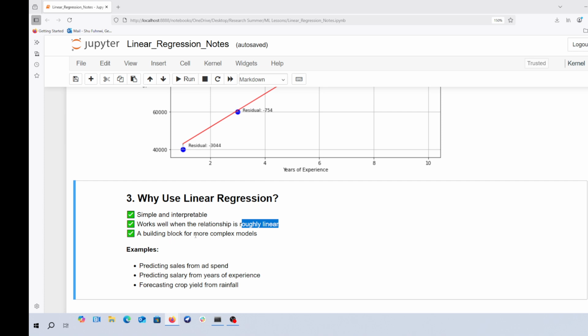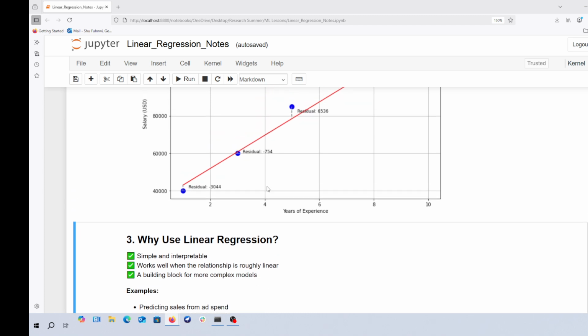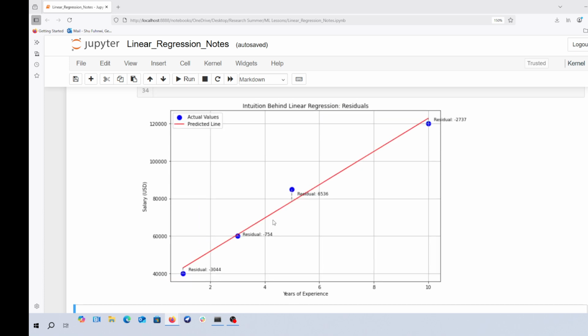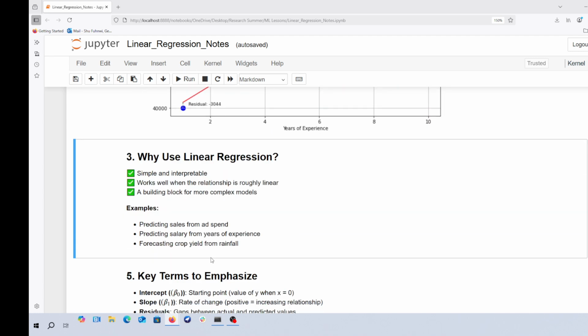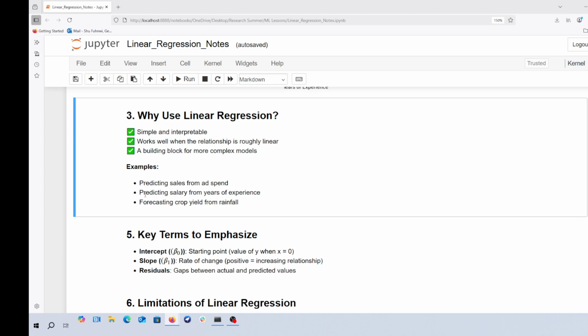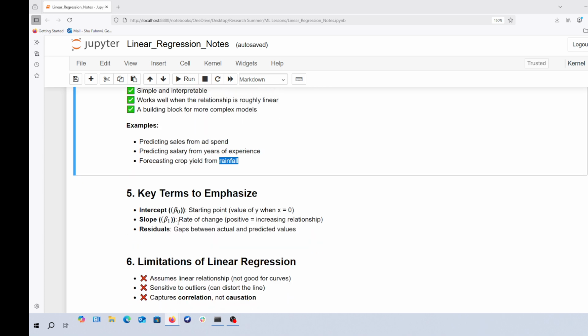It's a building block for more complex models. Before we go into different complex models, such as non-linear models, it's always good to start from linear regression to understand why we are even going into those complex models. Where can we use linear regression? Predicting sales from ad spend, predicting salaries based on years of experience, forecasting crop yield from rainfall, and predicting house prices based on the size of the house, and so on.